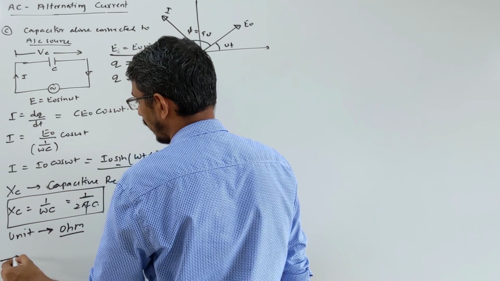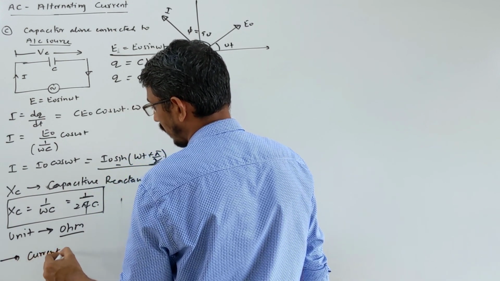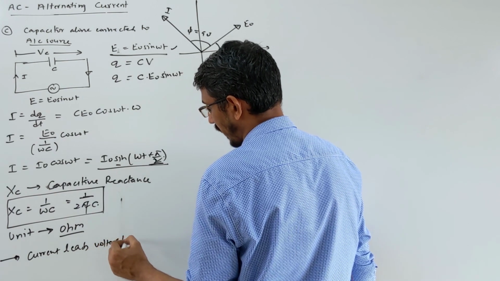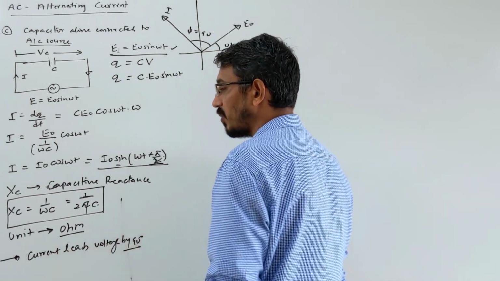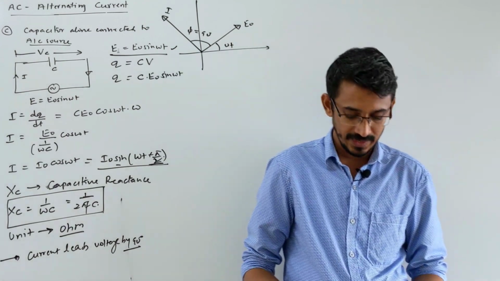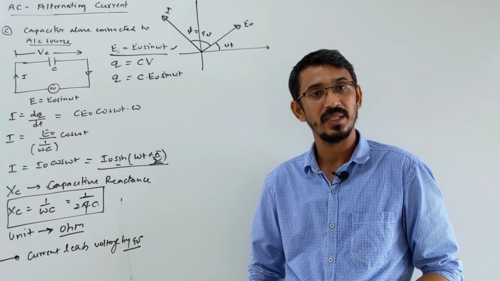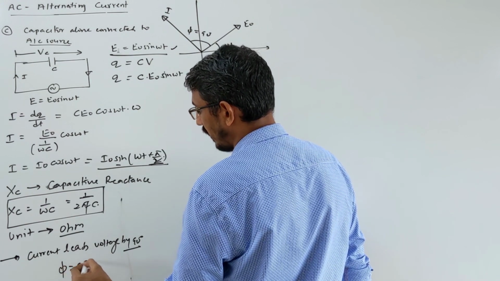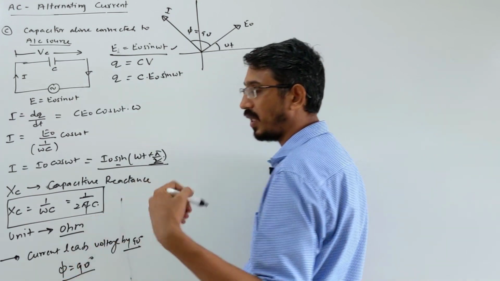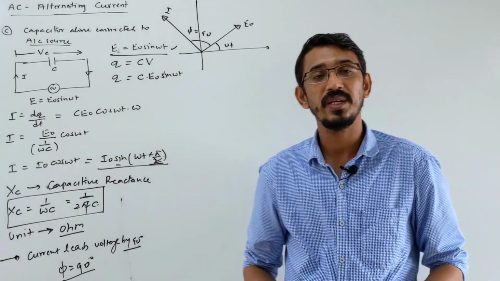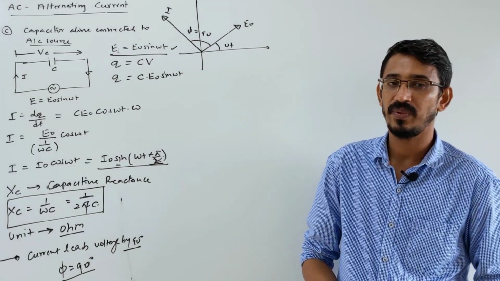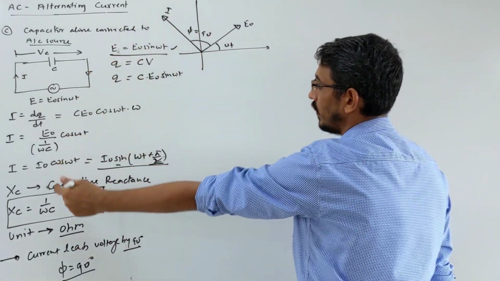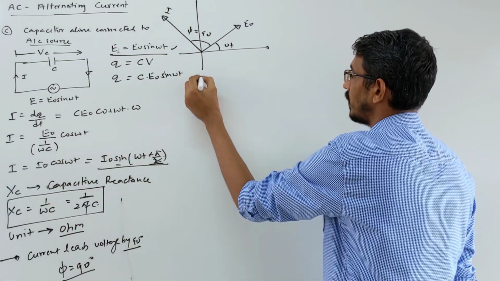So I am writing here who leads. In this circuit current leads voltage by 90 degrees, or you can say the opposite, voltage lags behind current by 90 degrees. So the phase difference between current and voltage in a pure capacitor is 90 degrees. Sorry, pure inductor also 90 degrees, but who leads there? Voltage leads by 90 degrees. Voltage is ahead.